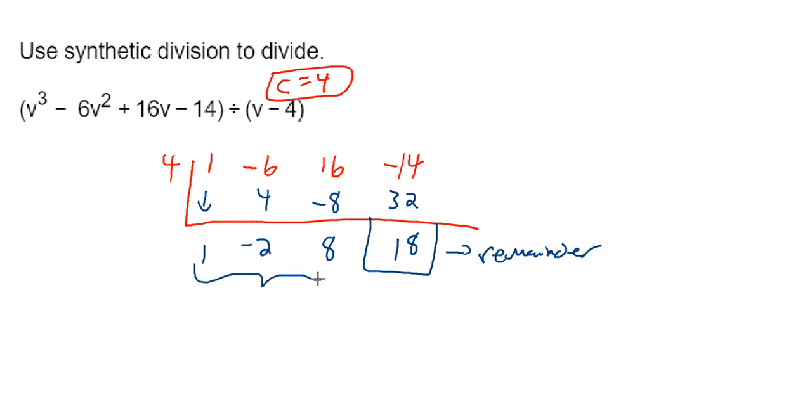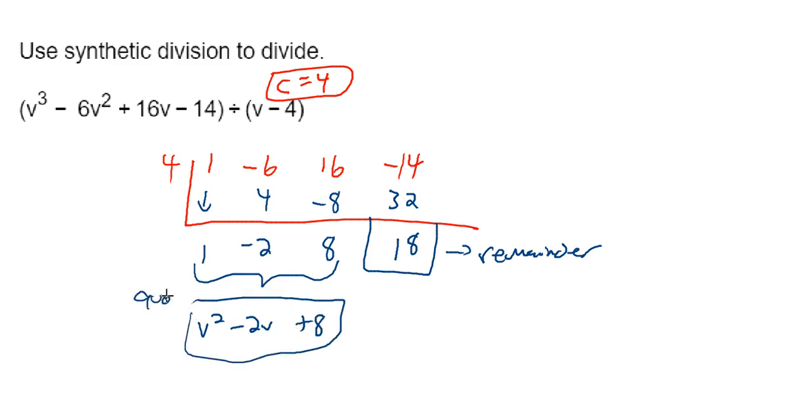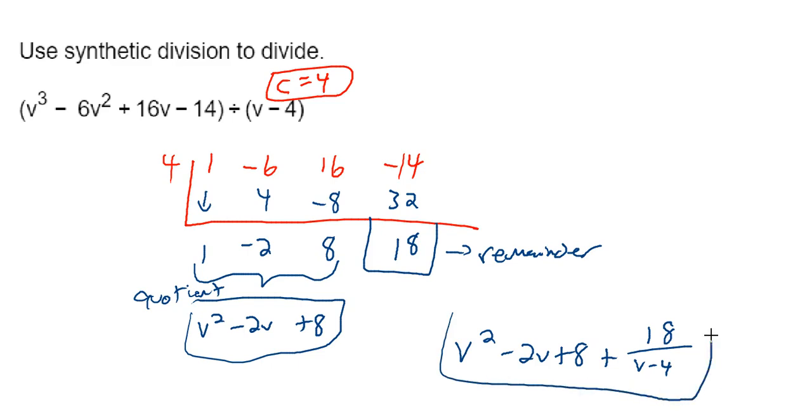And then my quotient will be all the numbers in front of that, and it'll be v squared minus 2v plus 8. And so that's the quotient. And again, you might have taken the time to write this as v squared minus 2v plus 8 plus the remainder, which is 18, over the divisor, which is v minus 4. All right, so that concludes the video on section 5.3, which was on the topic dividing polynomials.